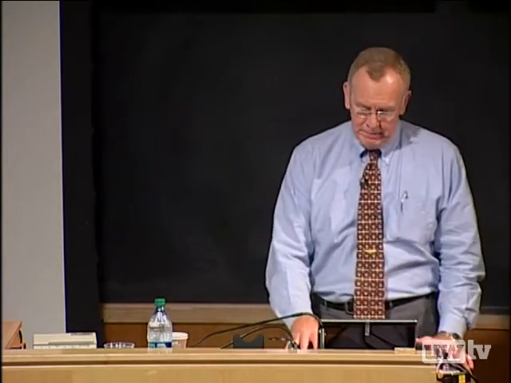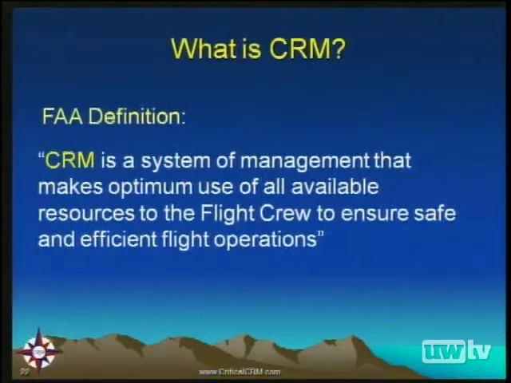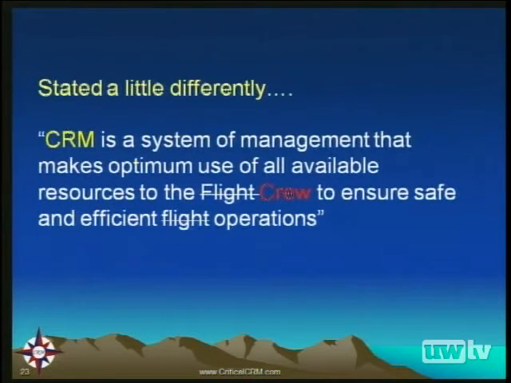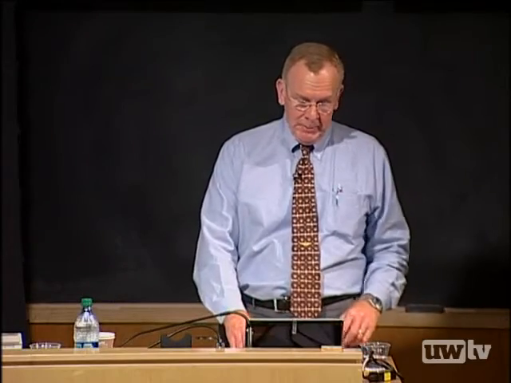So what is CRM? The FAA defines it very simply. It's basically a system of management that makes optimum use of all available resources to the flight crew to ensure safe and efficient flight operations. If you were to state it a little differently and apply it to any other critical outcome industry, CRM is a system of management that makes optimal use of all available resources to the crew to ensure safe and efficient operations. Just take the word flight out and you've got the same thing.